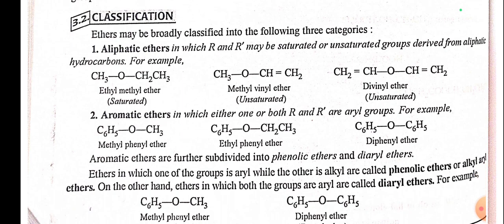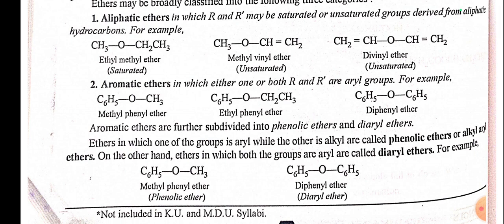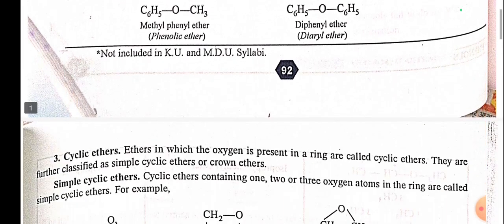Aromatic ethers are further subdivided into phenolic ethers and diaryl ethers. Ethers in which one of the groups is aryl while the other is alkyl are called phenolic ethers or alkyl aryl ethers. On the other hand, ethers in which both the groups are aryl are called diaryl ethers. For example, C6H5OCH3, methyl phenyl ether; C6H5OC6H5, diphenyl ether, a diaryl ether.